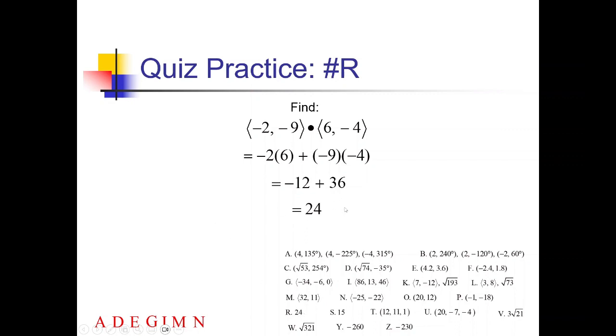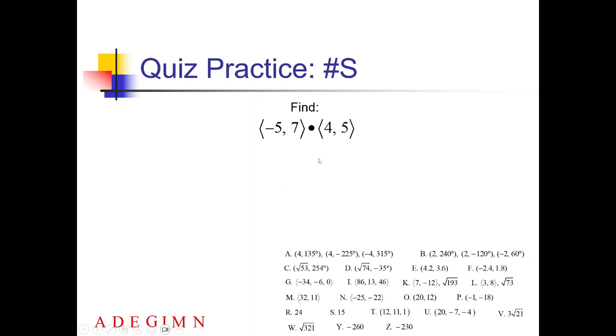So let's move on to the next. Dot product on this one, we've got negative 5 times 4 plus 7 times 5. So this is negative 20 plus 35, which comes out to negative 15, or positive 15 rather, because we have a negative that's smaller than a positive. And then S is 15, so let's keep going.